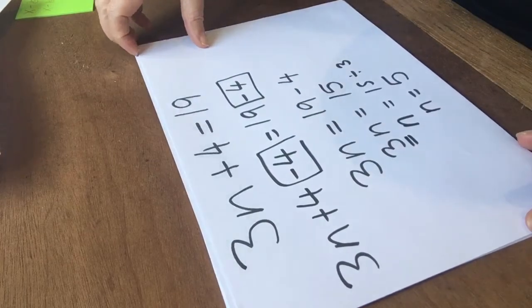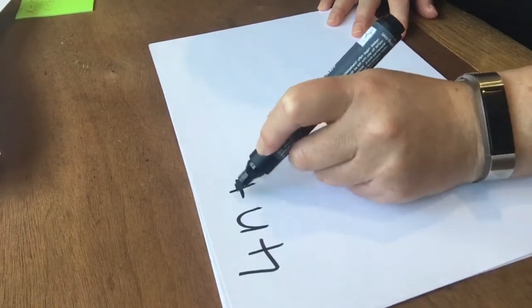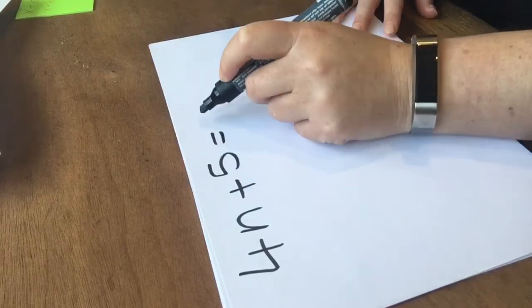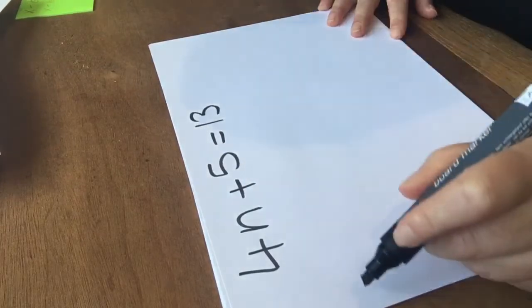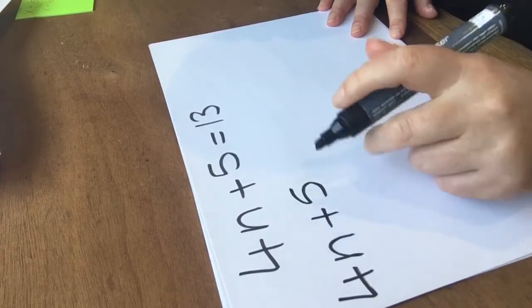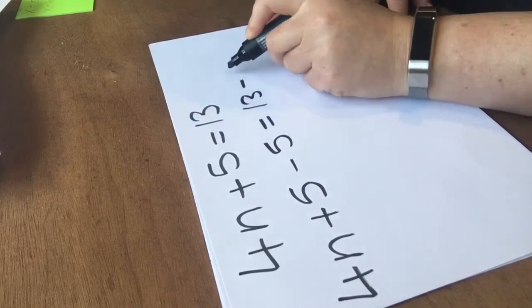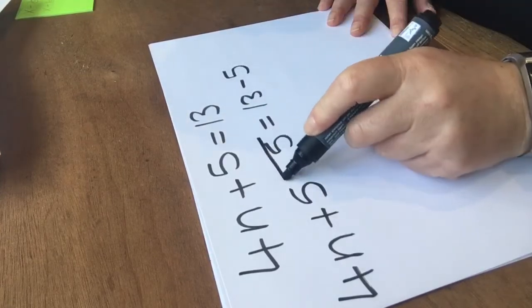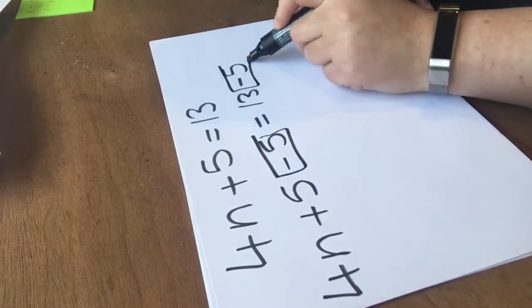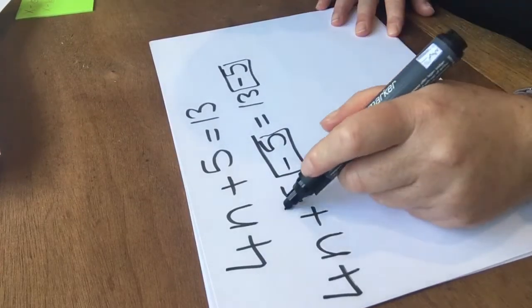Let's do one more example together, woodpeckers, then have a go, see how you get on. So my next example is 4n add 5 equals 13. So 4n add 5, we want to get rid of this 5, so we're going to subtract 5 equals 13, subtract 5. And again, we've done the same to both sides of the equation. We've subtracted 5. So we can get rid of this number.